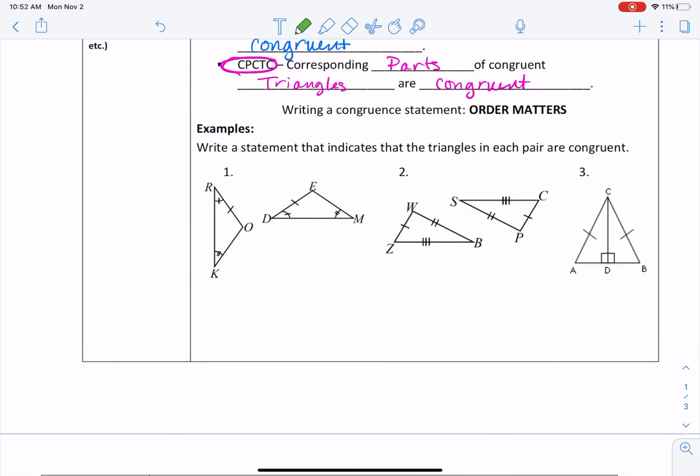The first one starts with triangle RKO. R matches D, so that's the first letter that I have to look at. Then I started with K, so here's K. K matches M. And then I have O, which matches E. I can't write it any other way. I can't say DEM, MED, any of those kind of things. It has to be in the same order.